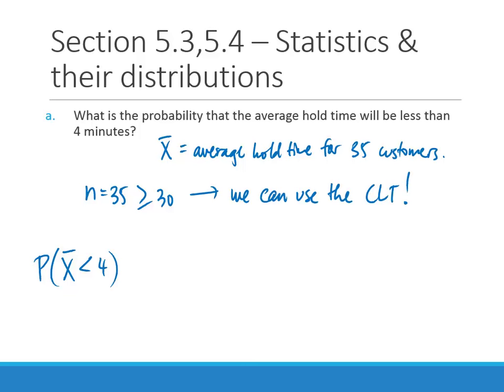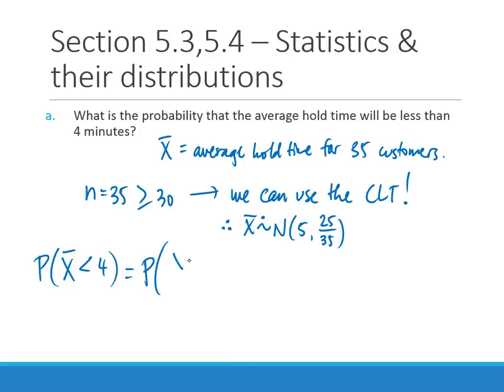And that tells us that x bar will approximately be distributed as a normal random variable with mean mu and variance sigma squared over n. So therefore, x bar is approximately distributed as a normal with mean mu, which is 5, and variance 25 over 35. Approximately distributed. Sorry about that. Okay, so now we're off to the races as usual.